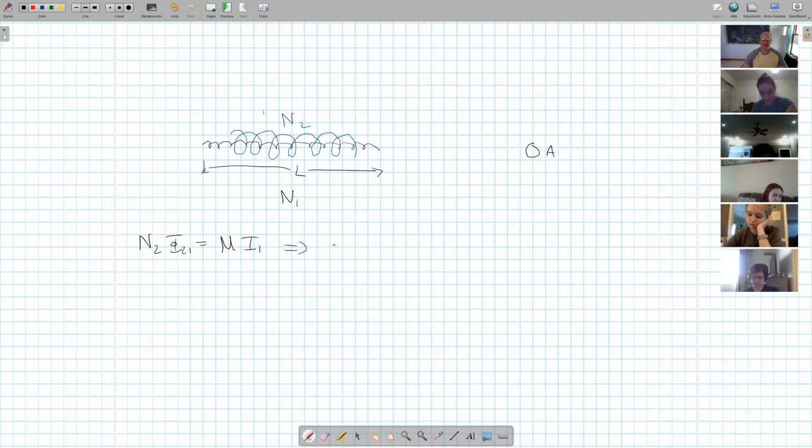So what this tells me is that the mutual inductance, whoops, too many rolls on my M, there we go. Mutual inductance is equal to the number of turns of the second times the flux through the second by the first, divided by the current from the first. So this is my mutual inductance.